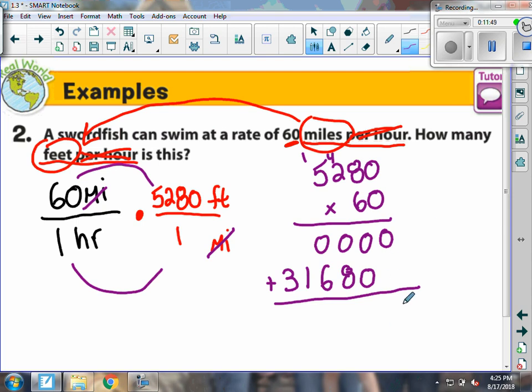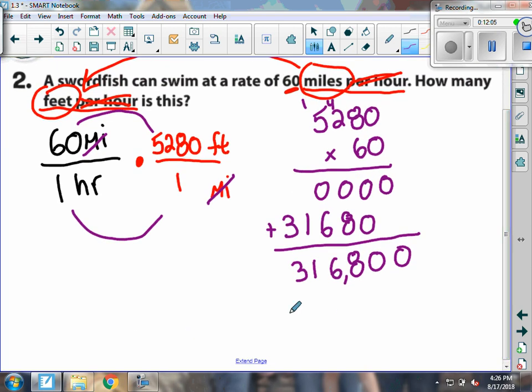My 0 comes down. 0 plus 0 is 0. 8 plus 0 is 8. 6 plus 0 is 6. And my 1 and my 3 carry down. So what I've got left is 316,800 what? Feet per hour.